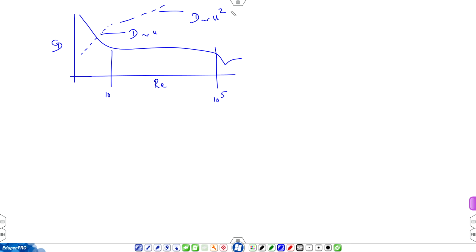and if you look at this intermediate region, drag coefficient is nearly constant. Okay. And this constant value is around some 1.2 to 1.4. Beyond a certain Reynolds number, you see a sudden dip, and it comes down to about 0.4. Okay, so, there is a jump here.